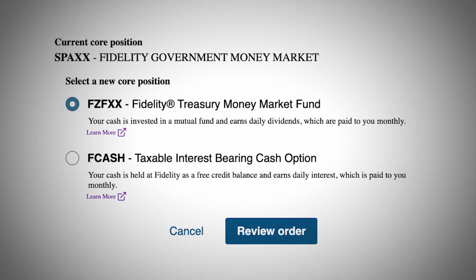The process to change this is as simple as clicking on the new core position and submitting the order for the change. So that's as simple as it's going to get for changing the core position, but don't forget, if you are worried about the taxes, you're going to have to look into other money market funds that are more tax efficient, but you're going to have to actually purchase and sell them like a traditional mutual fund.